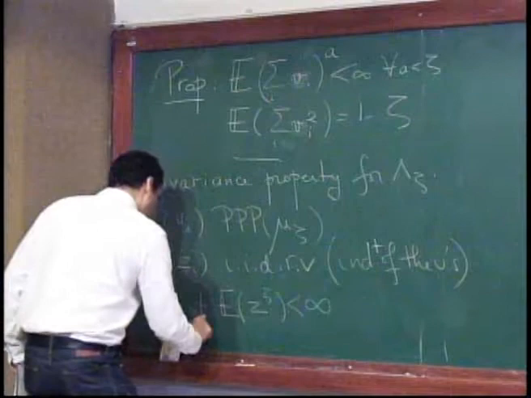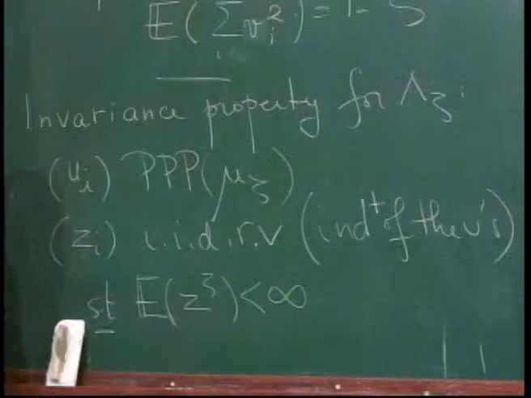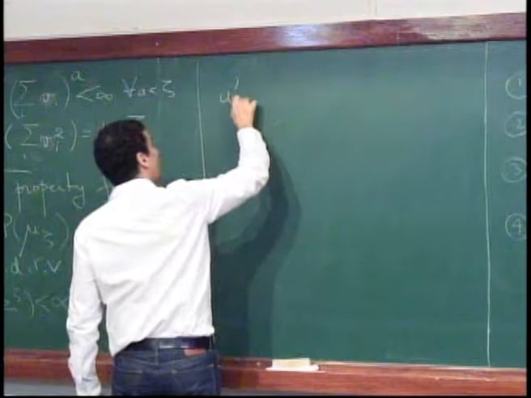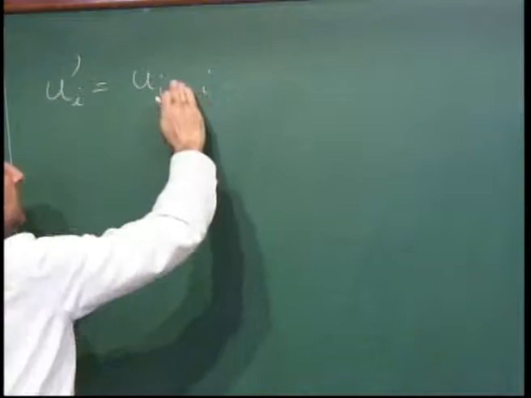Right? Which is not much. Remember that zeta is more than one. Okay. Then I look at the following. I look at the process u prime i, which is u_i times z_i. So I multiply each u by this random number.